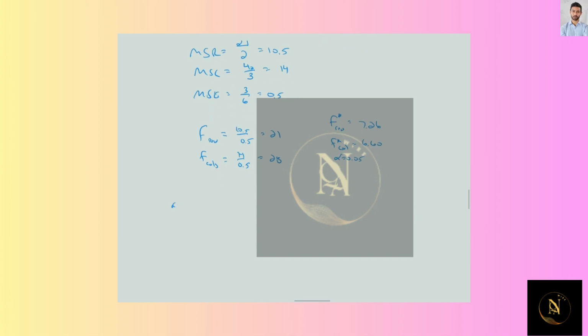So for A, since the F columns exceeds the critical value, there is a significant block effect. Similarly, since the F rows exceeds the critical value, there is a significant difference between the treatments.